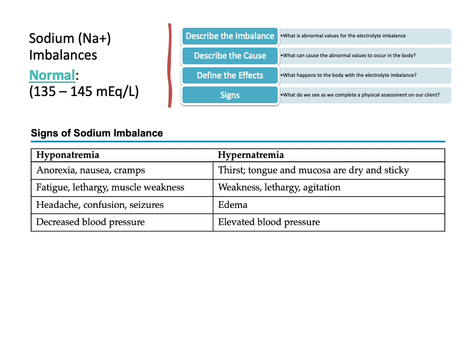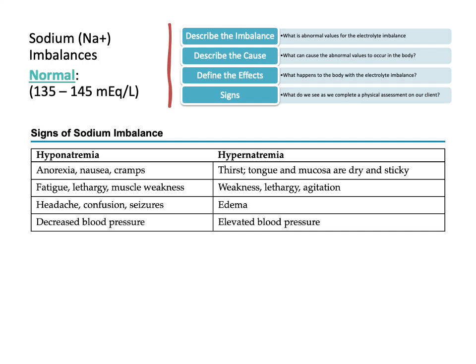The next thing is hypernatremia. So, this is when we have an excessive amount of sodium in the body. This is characterized by thirst. You do have dry mucous membranes. The oral mucosa is dry and sticky. You do see lethargy in hypernatremia as well. Some agitation. Of course, you'll see edema and even elevated blood pressures. So, hypernatremia is characterized by excessive sodium levels, and generally we'll call this greater than 145 milliequivalents per liter.